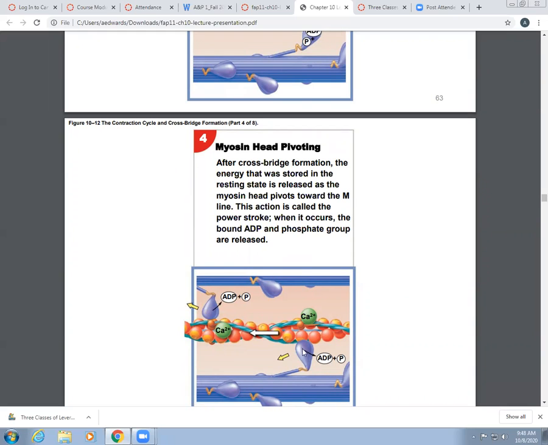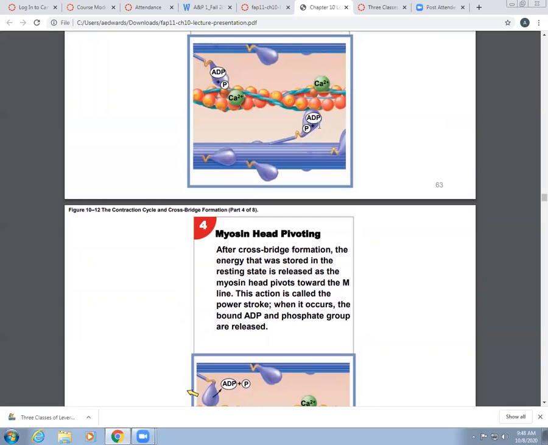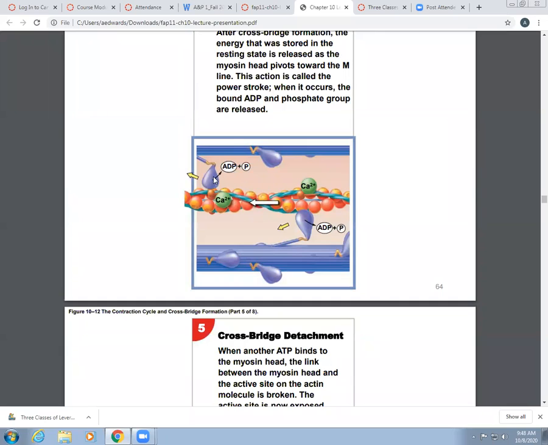All right, then the myosin head is going to pivot in position. And the energy that was stored in the resting state is going to get released. So it's stored here and here, and it's getting released here and here. And by pivoting, you're pulling the sarcomere closer together. We call that a power stroke when that happens. And you had ATP, now you're releasing ADP and phosphate.